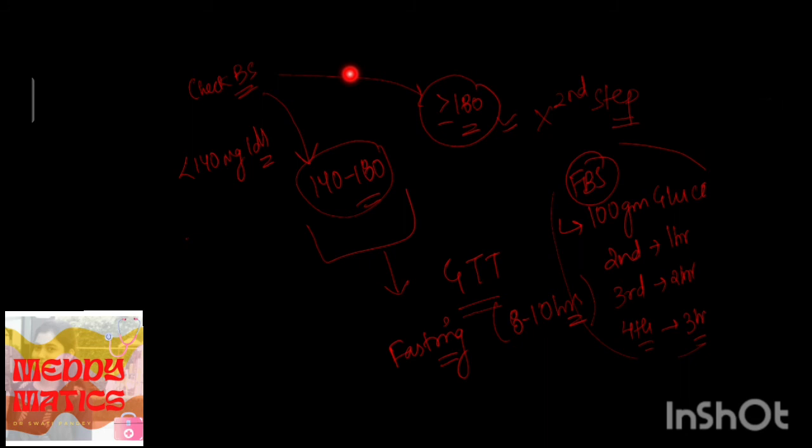The value which we are looking for in the female to be diabetic: for the fasting blood sugar it should be more than 95, but according to the Indian national diabetes criteria, it should be more than 105 mg per dl.